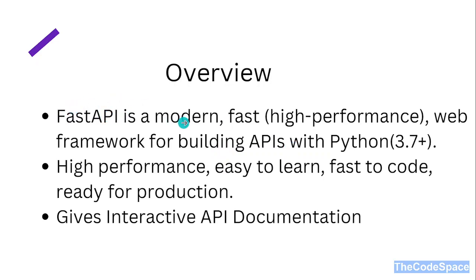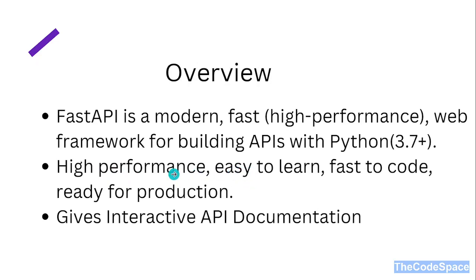Fast API is a modern and high performance web framework, and with it we can build APIs. It requires Python 3.7 plus. So if we want to work with Fast API, we must have Python version 3.7 plus. This is the requirement.